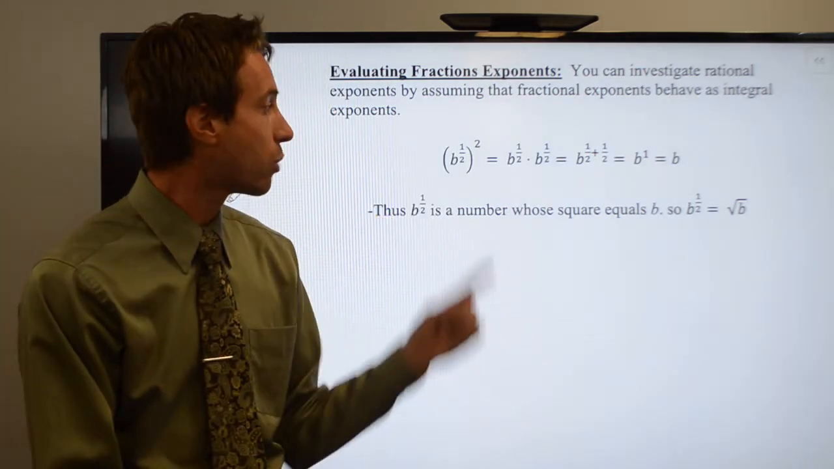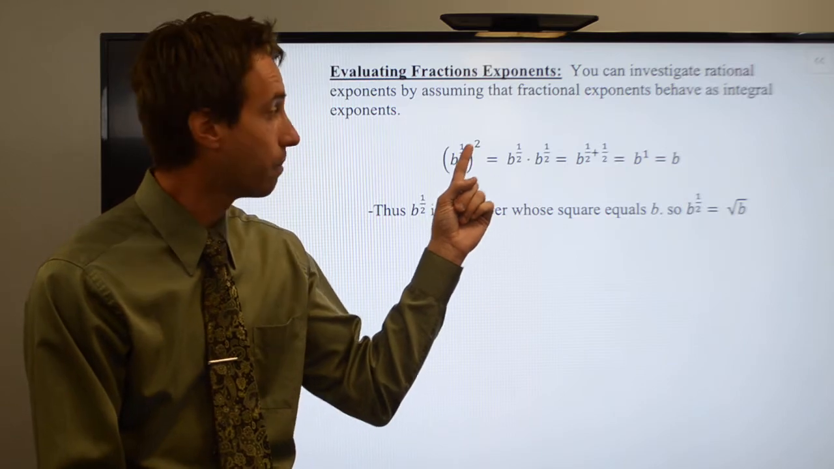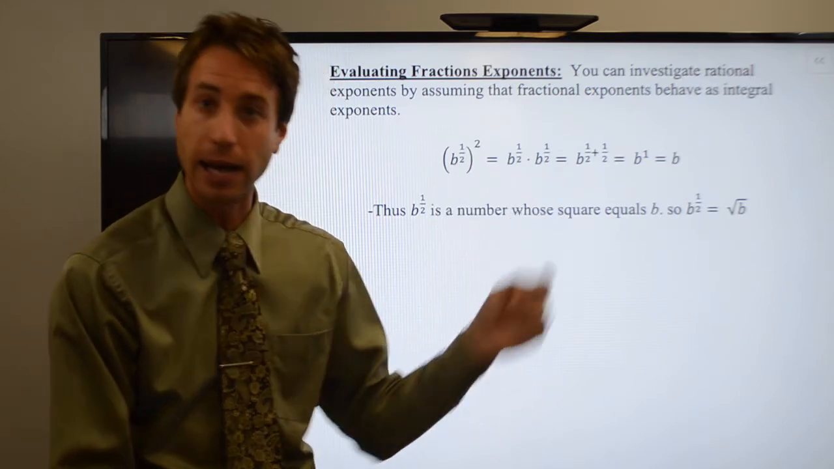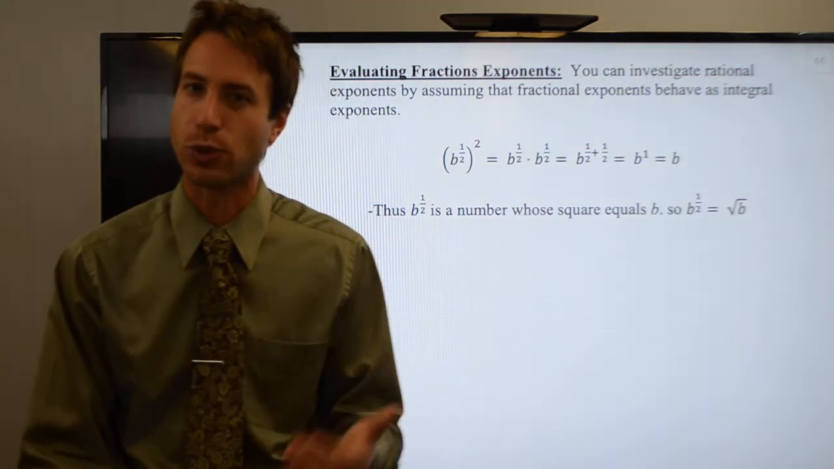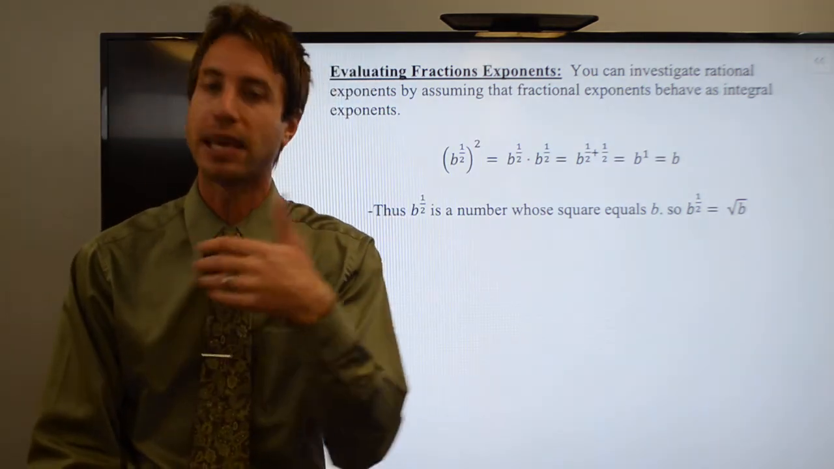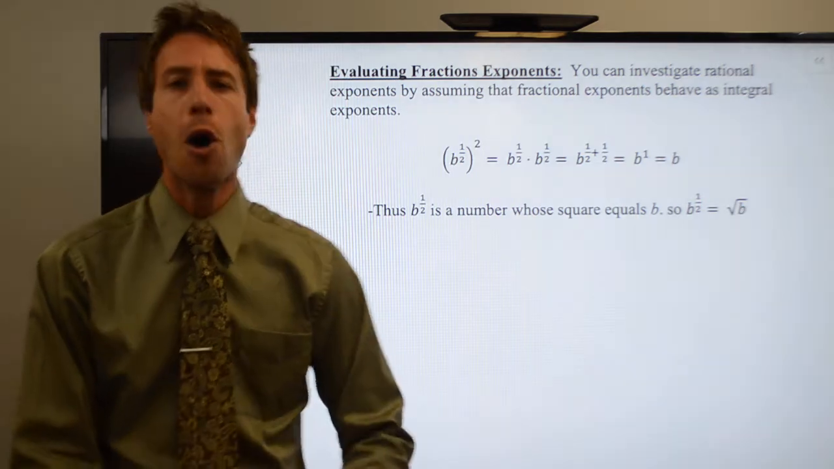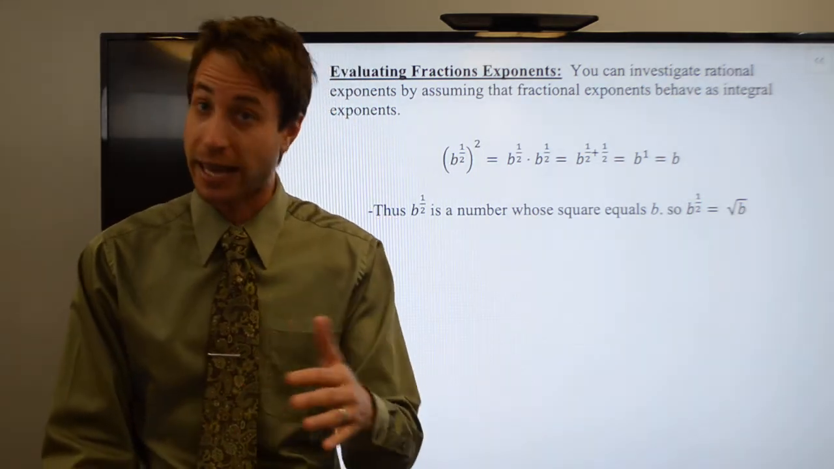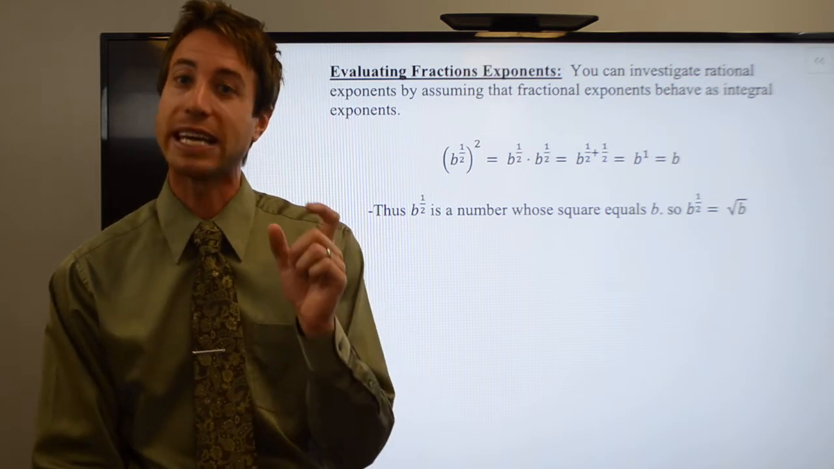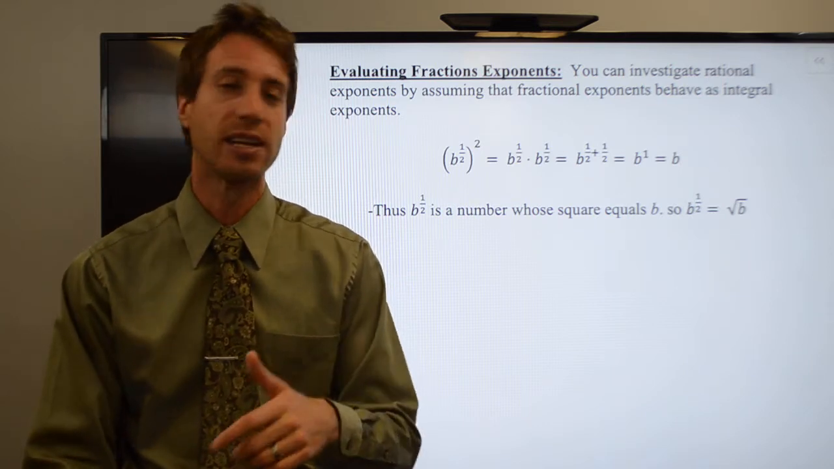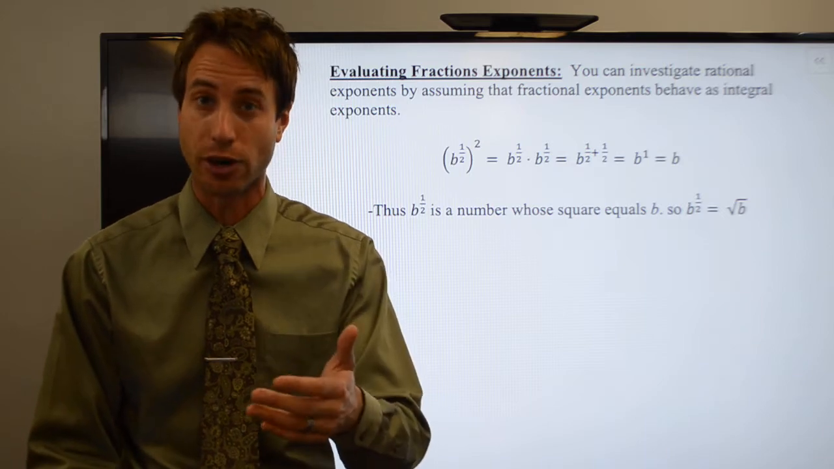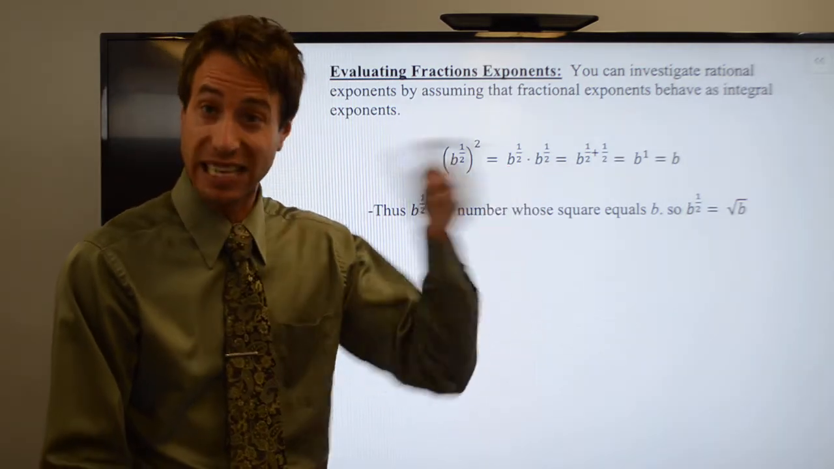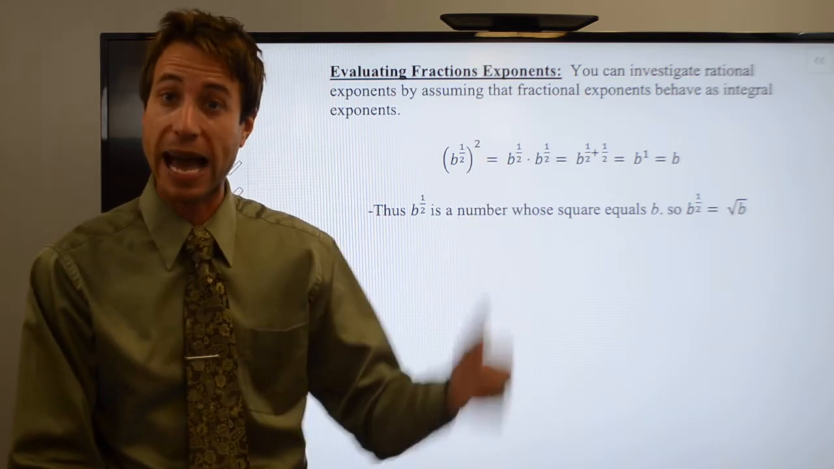So I'm going to rewrite this b to the 1/2 power, which is squared, as b to the 1/2 power times b to the 1/2 power, right? Because that's what squared means. You have the exact same thing multiplied by itself. But we know something about exponents, and we'll assume for the moment, and assume accurately, that we can treat rational exponents the same way we would treat integer exponents. And we can. When the base is the same, we add exponents.